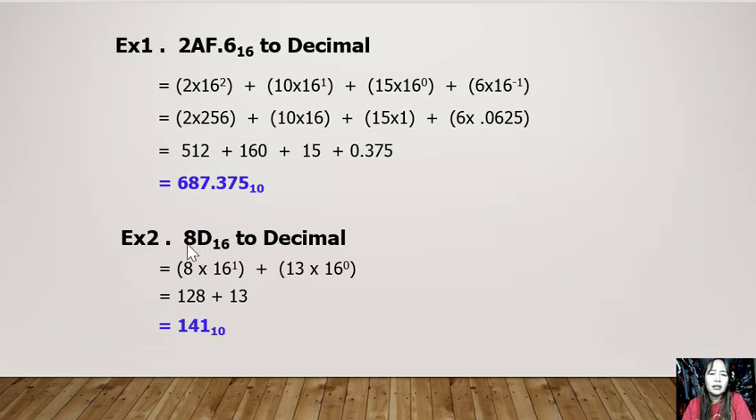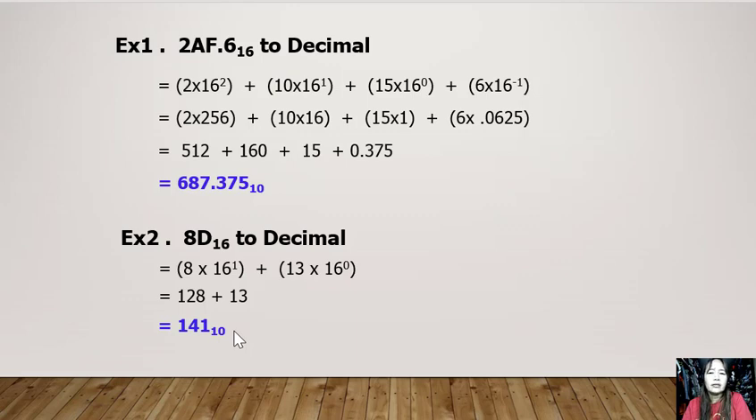Alright, now the next problem should be very easy for you. That would be 8D, and D is equivalent to 13. So that would be 8 times 16 to the power of 1. It's position 1. And then D is in position 0, so that will be 13 times 16 to the power of 0. That will give you 128 and 13. You add them together, you get 141 in decimal form.